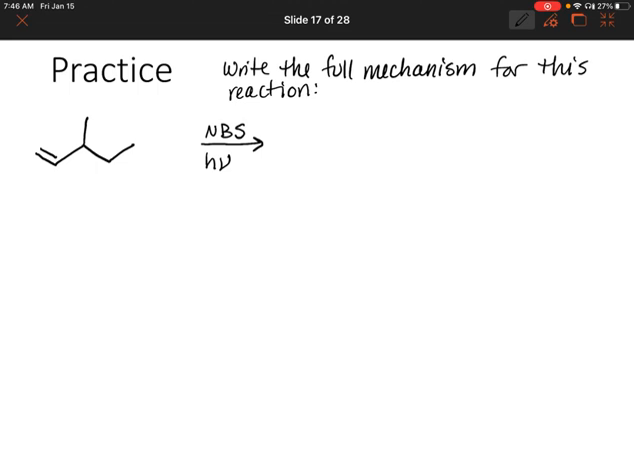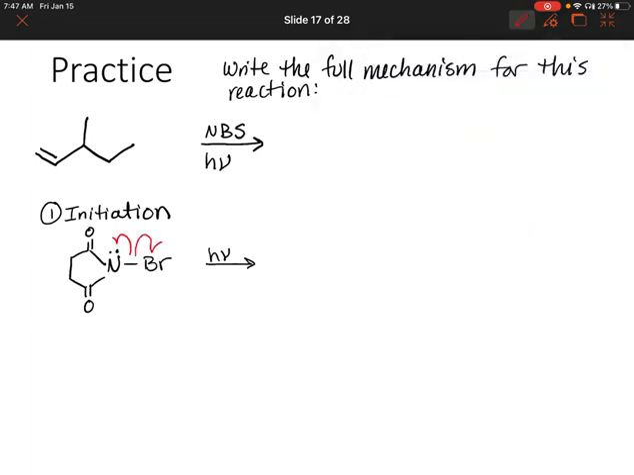Okay, so let's start with the initiation step. So we already saw the initiation step on the last slide. So that involves N-bromosuccinimide going through homolytic cleavage. Okay, so we can show that bond homolytically cleaving to give us 2 radicals.